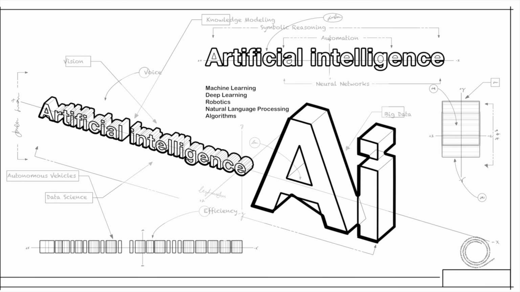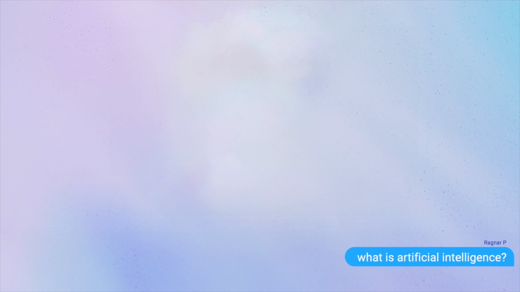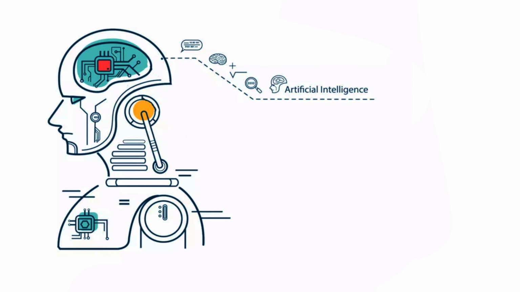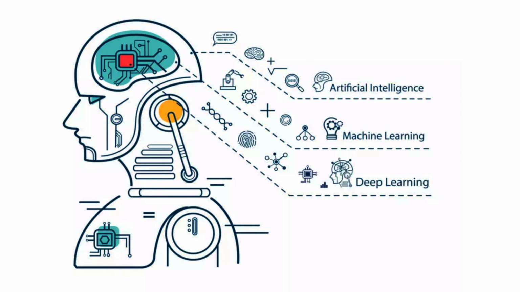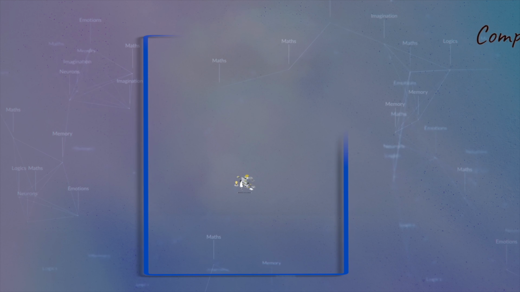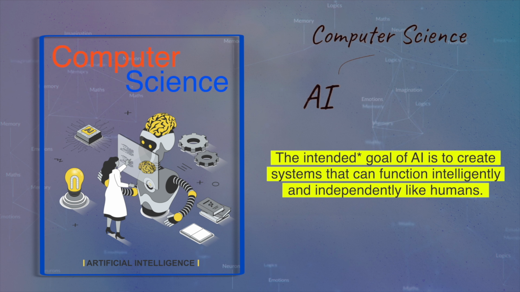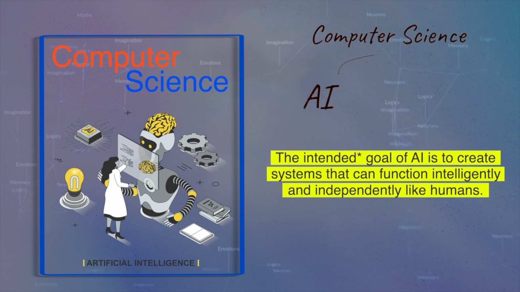Let's start with the broadest possible question. What is artificial intelligence? The easiest way to think of artificial intelligence is in the context of humans. We know of AI as a broad branch of computer science. The goal of AI is to create systems that can function intelligently and independently like humans.